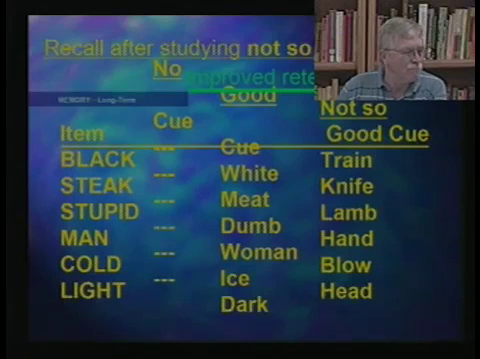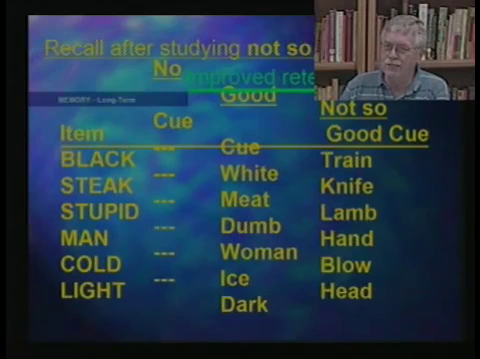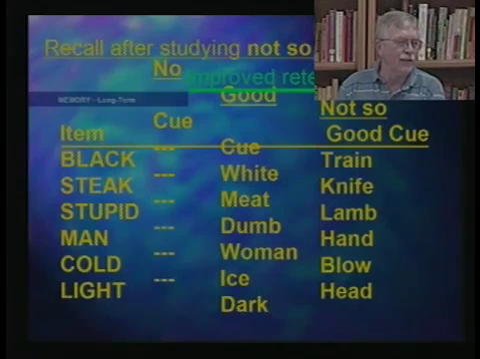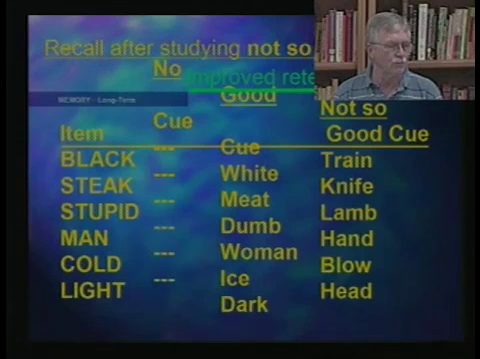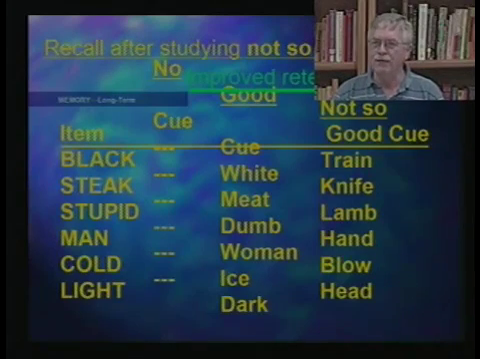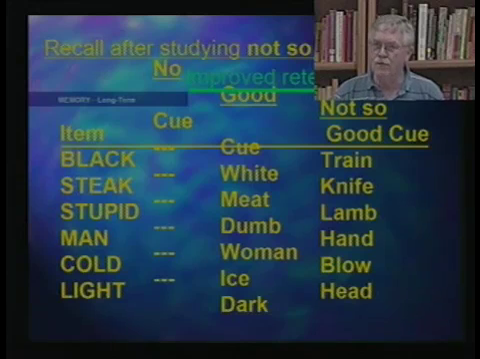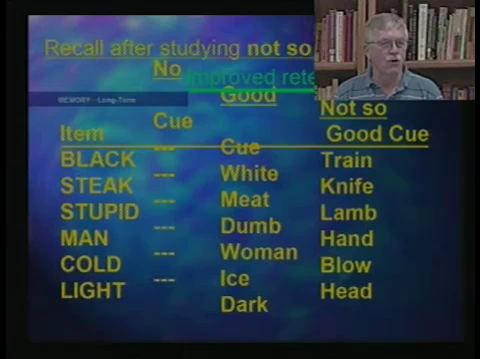Well, it almost worked. In essence, what we've got here is recall after studying not so good cues, and the improving retention now alters. Now in this case, what we find is the not so good cue is actually the best recall item. That is, if you have studied the relationship between train and black, train then becomes the very best cue, not the most obvious one. And in that context then, a cue like white, which is normally the word that you most directly associate with black, isn't as effective in cueing correct response in that situation.